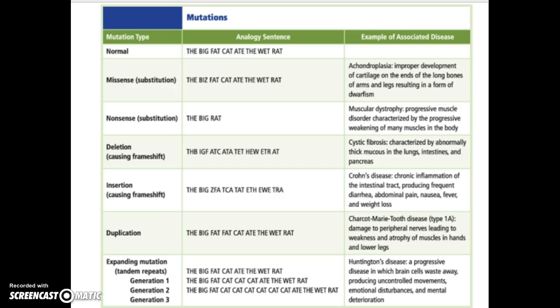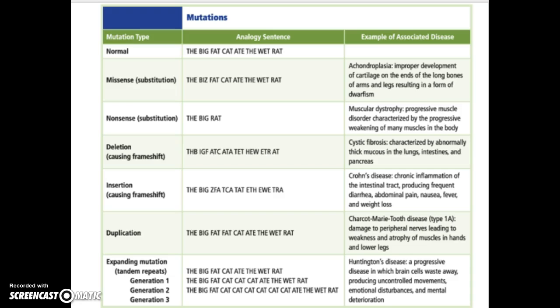Likewise, if you insert a letter, so if you insert the letter Z in front of the word fat, now what you have is the big, and so on again. After that point, there is no more understanding of the cell of what's going on because it doesn't recognize those codons or those words.